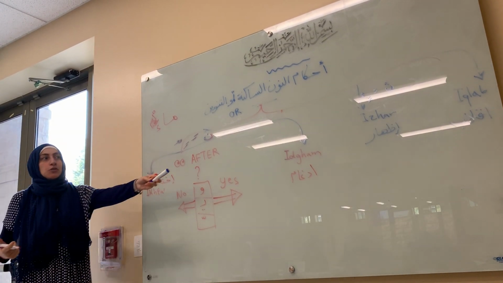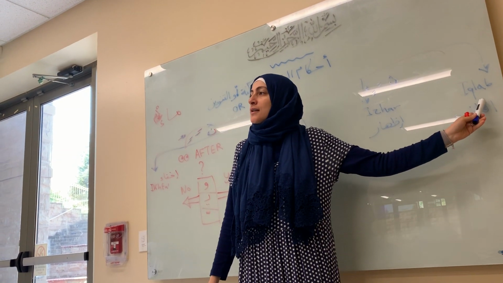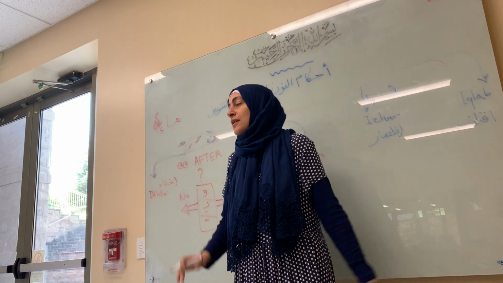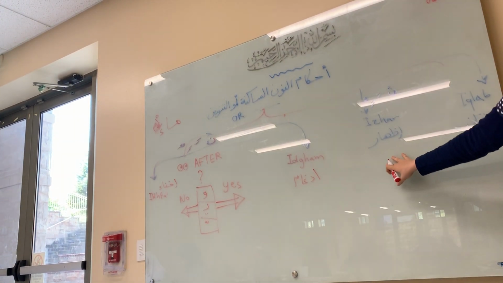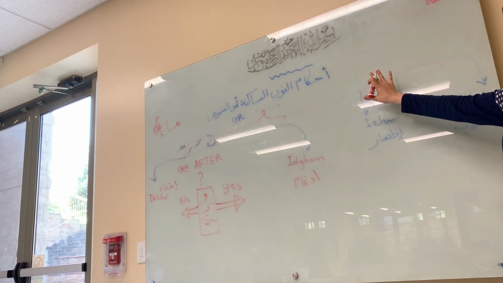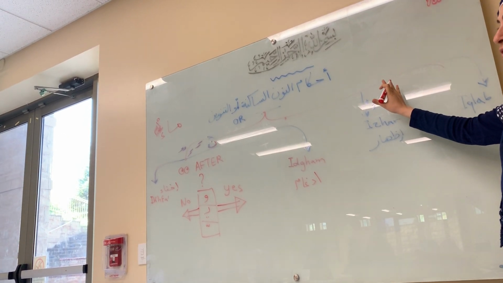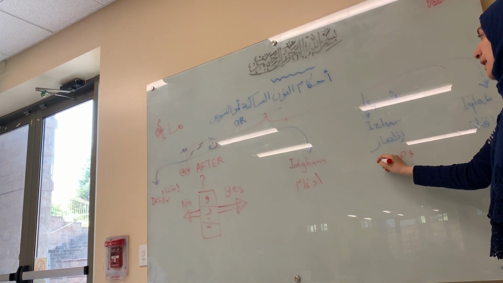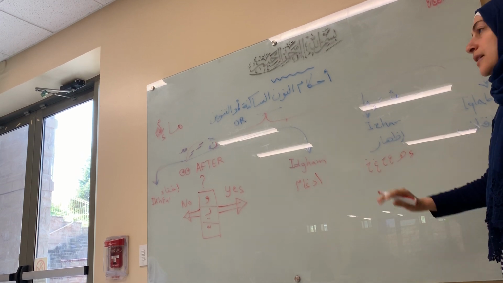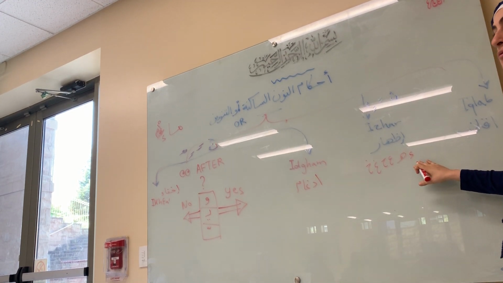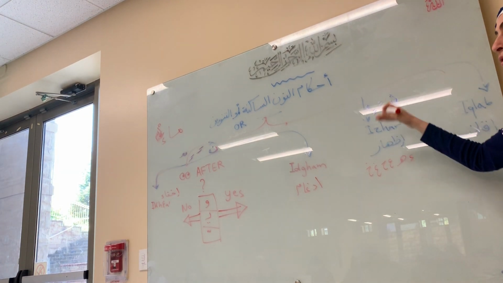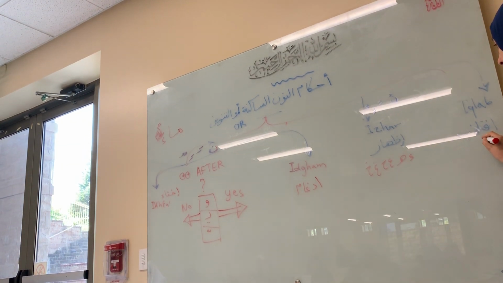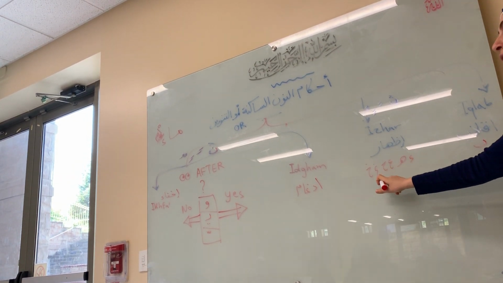So in iqlab, you find noon sakina or tanween, you look after it, and you're going to find what letter? Ba, right? Just one letter. In izhar, you look after any noon sakina or tanween. What letters are you going to find? Hamza, ha, ain, ha, ghain, kha. And this is extra. If you want to learn it, learn; if you don't, you don't have to. You just look at this and know what to do: read normally. So this is the second group: hamza, ha, ain, ha, ghain, kha.